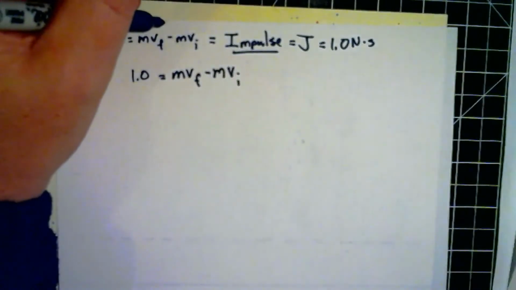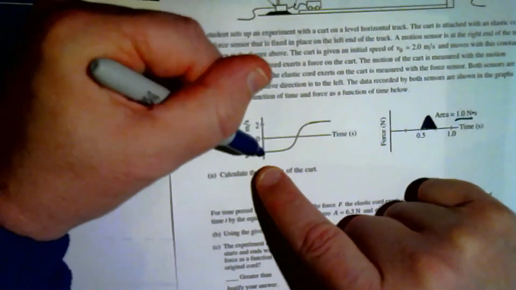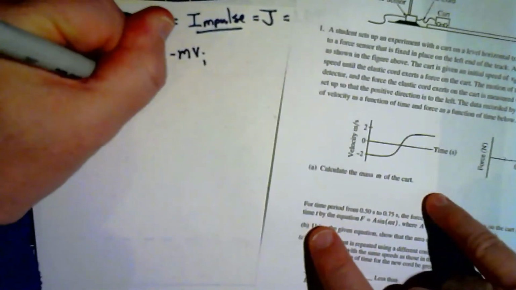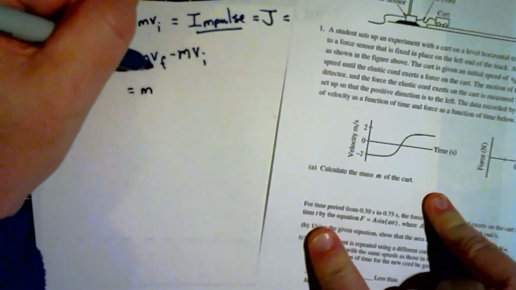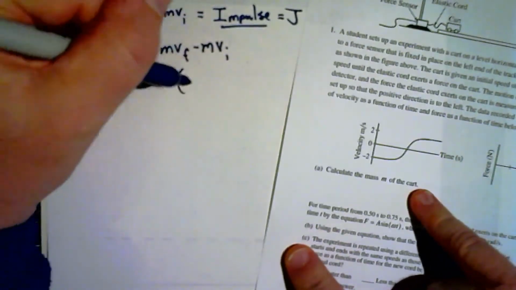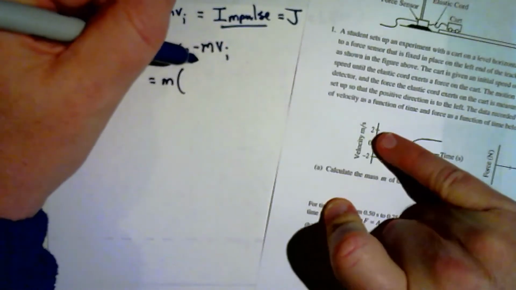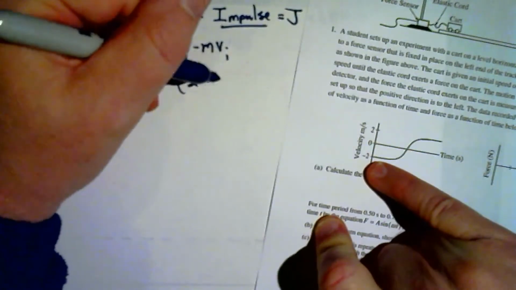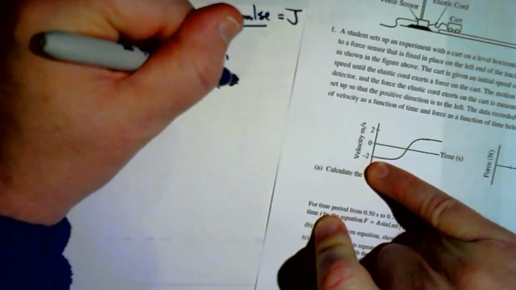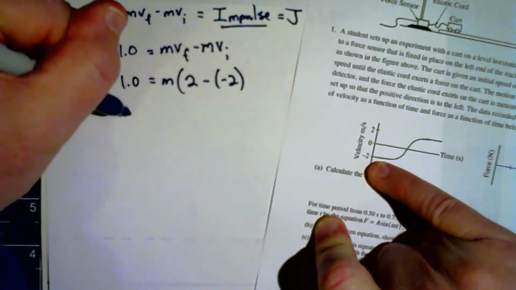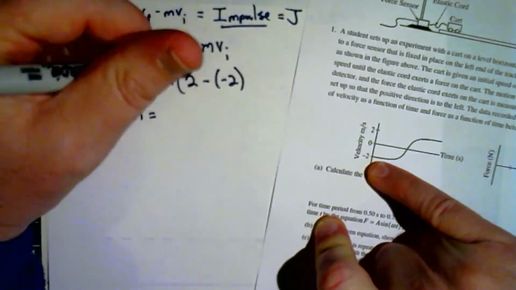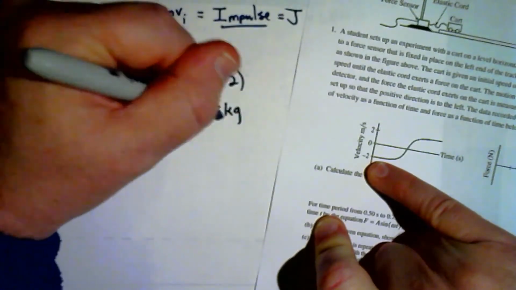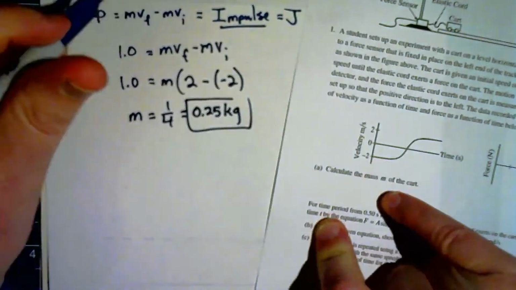In this case, we can look at our graph to find out what our initial and final velocities are. Our initial velocity is -2, so I'll substitute that in. And in fact, let me factor the m out of this, it's a little bit easier that way. Our final velocity is actually going to be 2, and our initial velocity is -2. And so when we solve for m, we get the mass is equal to 1/4, or in other words, 0.25 kilograms. All right, that's the solution for part A.